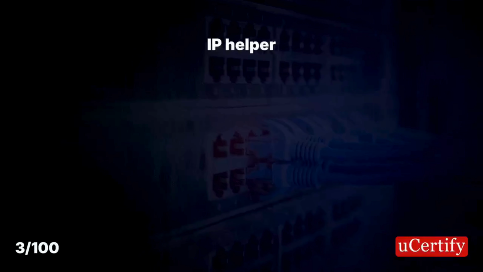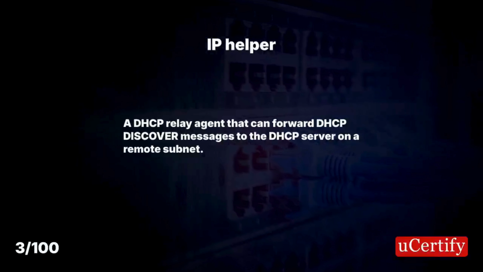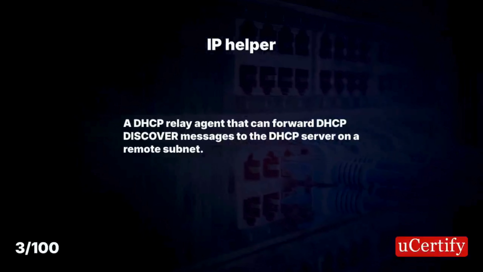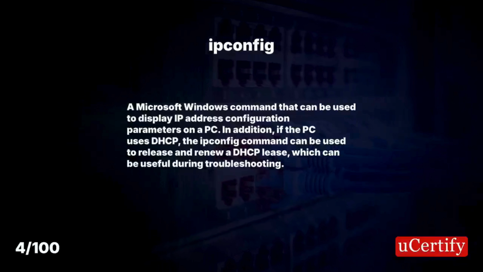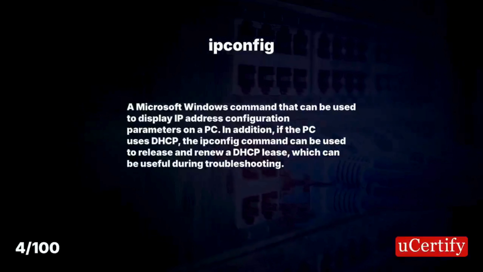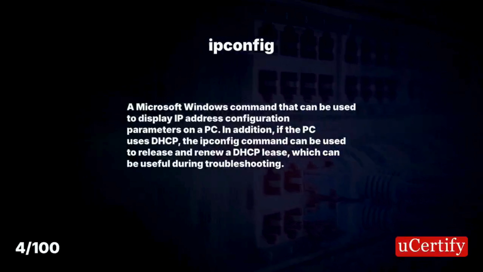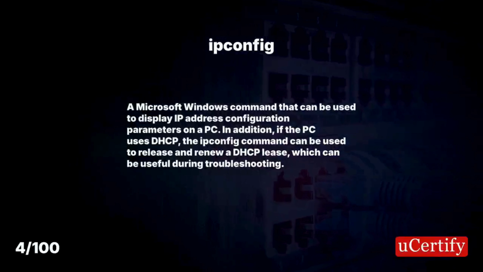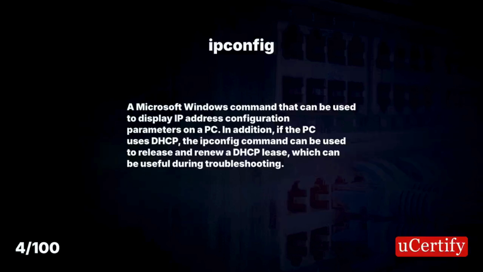Term: IP Helper. Definition: a DHCP relay agent that can forward DHCP discover messages to the DHCP server on a remote subnet. Term: ipconfig. Definition: a Microsoft Windows command that can be used to display IP address configuration parameters on a PC. In addition, if the PC uses DHCP, the ipconfig command can be used to release and renew a DHCP lease, which can be useful during troubleshooting.